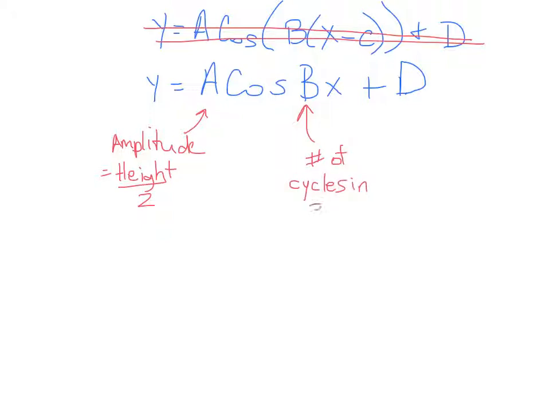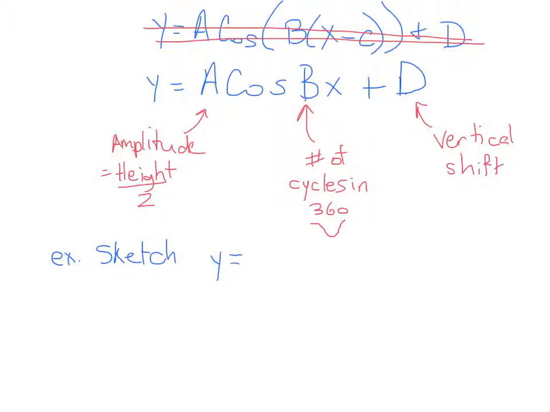And we already know what one cycle looks like. It looks like this. So the number of these things here is 360. And D is the vertical shift, going up or down. So let's focus first on the amplitude for cosine. Let's do an example, and in my example I would like us to sketch y equals, let's say, 3 cosine x.